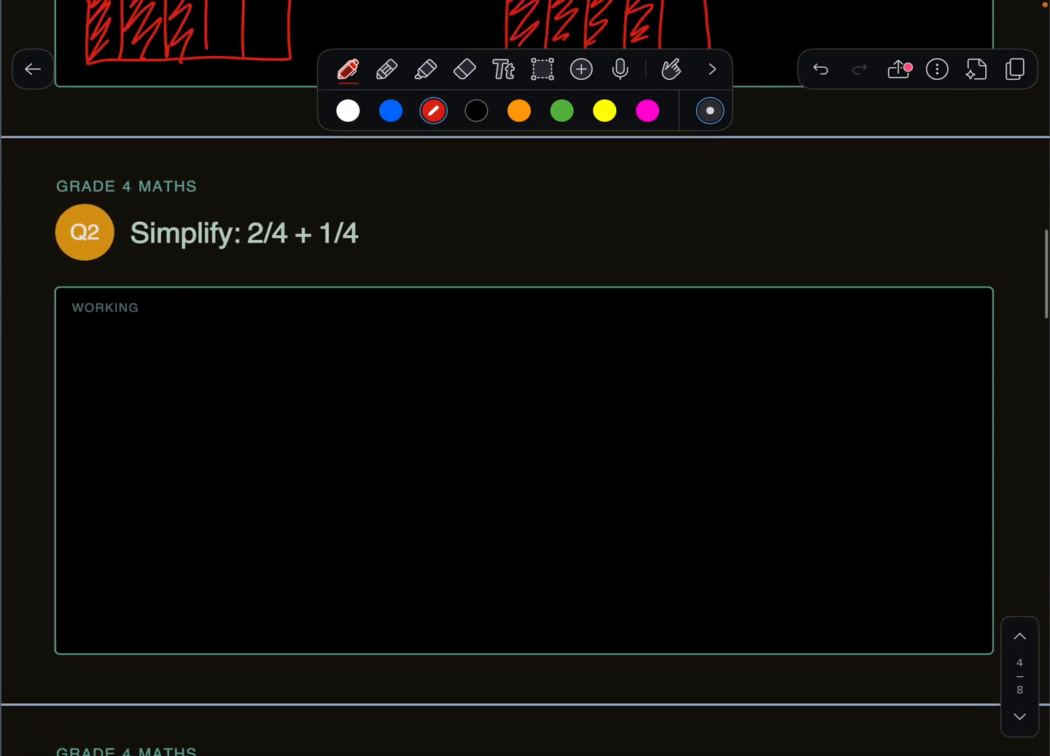Question 2, simplify: 2/4 add 1/4. Our rule with fractions is if the bottom is the same, then we keep it the same. We just add the top. So 2 plus 1 is 3. Simple as that.